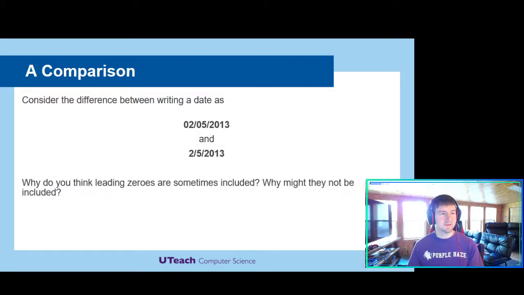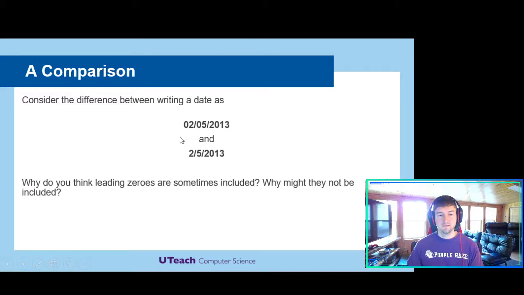So take a look at this. Sometimes we write a date like this, like 02/05 2013, so that'd be February 5th of 2013. Or you could write it like this, 2/5 2013. So why do you think that they would put in leading zeros sometimes? Like, why do you think they would put a 0 here sometimes instead of just 2/5 2013?